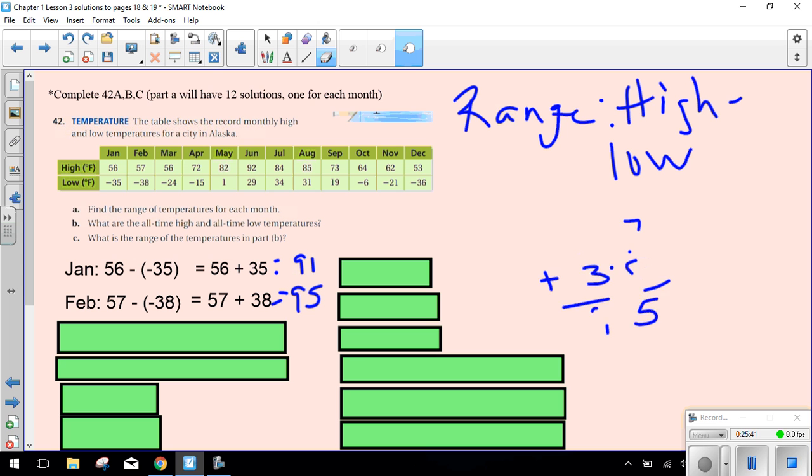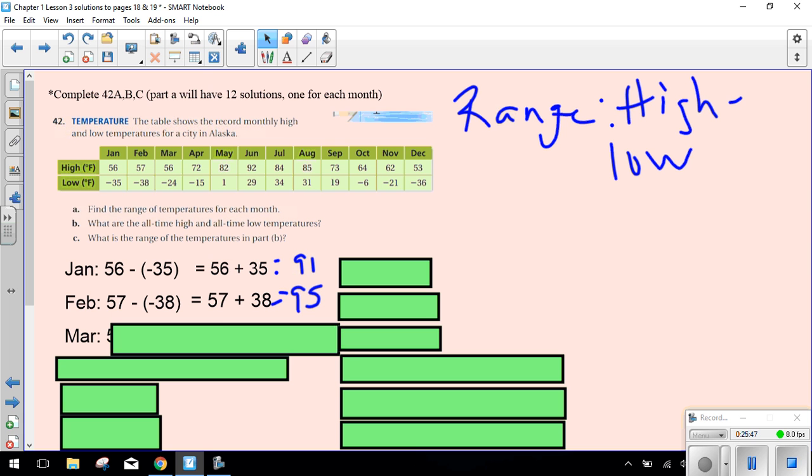Okay, now we're going to do the same thing for March and all the way to the end of the year. So for March, again, we're going to take a look up here. We're going to take these two numbers and find their range. We're going to take the big number minus the small number. So we're going to take 56 and minus negative 24.